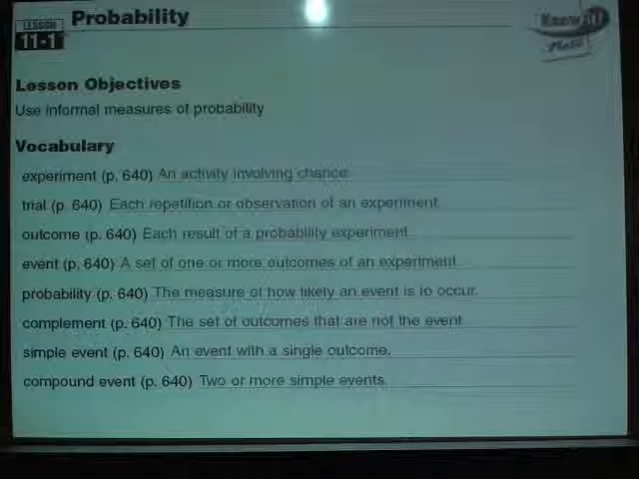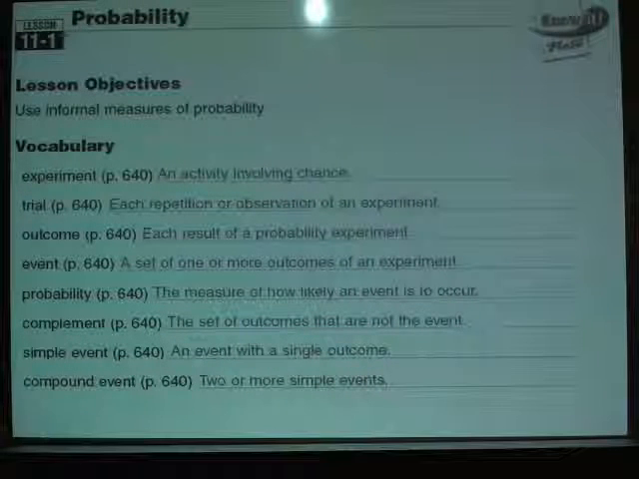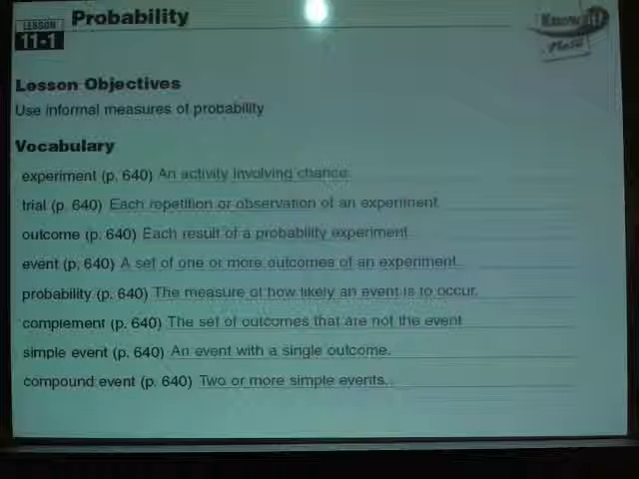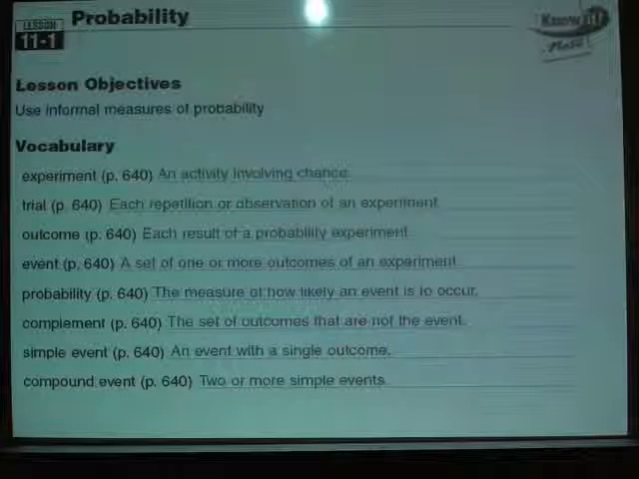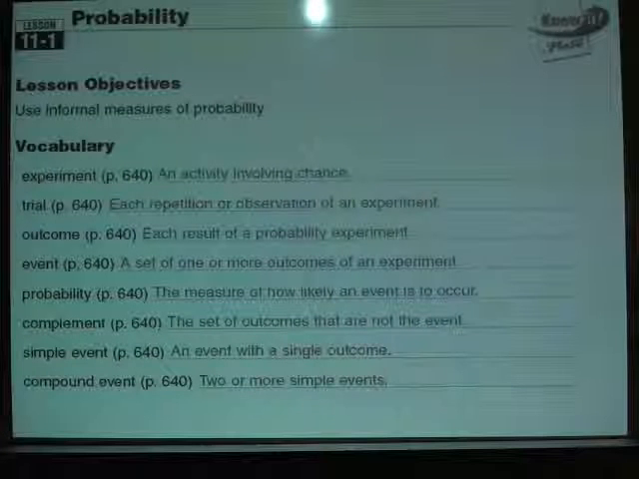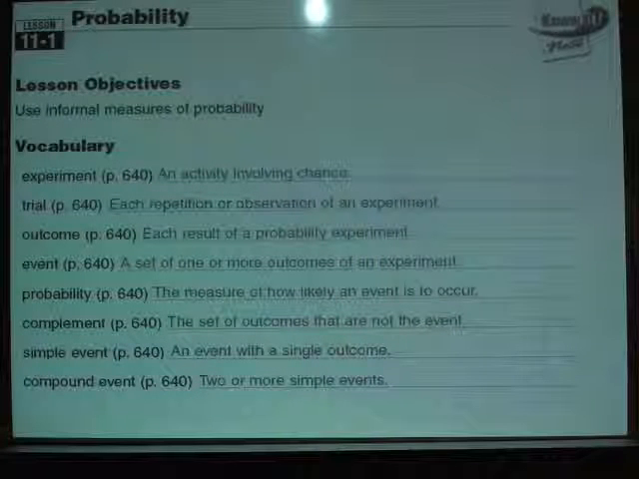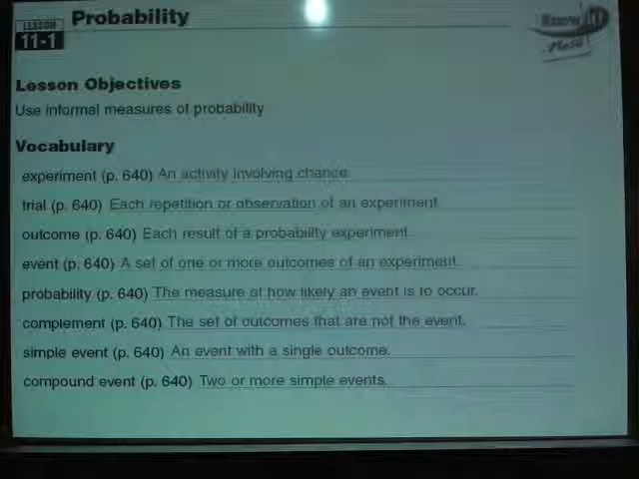The outcome is the actual result of the probability experiment. An event is a set of one or more outcomes of an experiment. So when we group the different outcomes together, that's called an event. Probability is the measure of how likely an event is to occur.